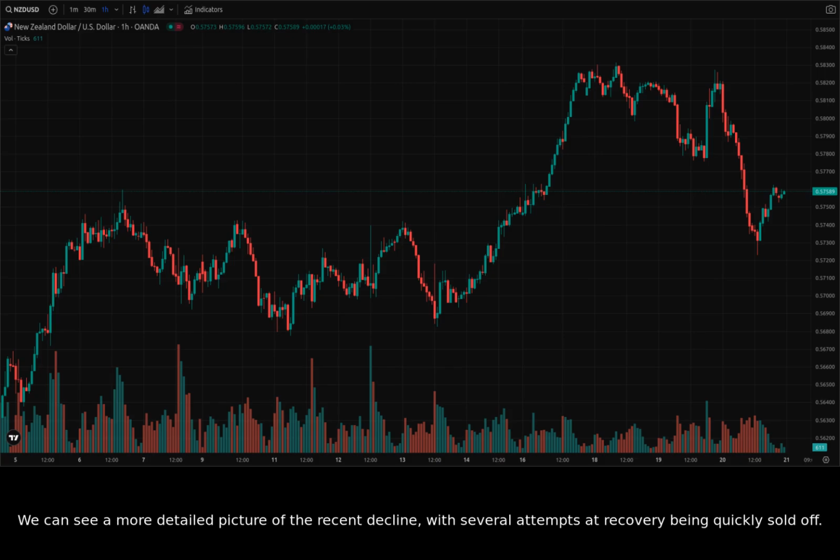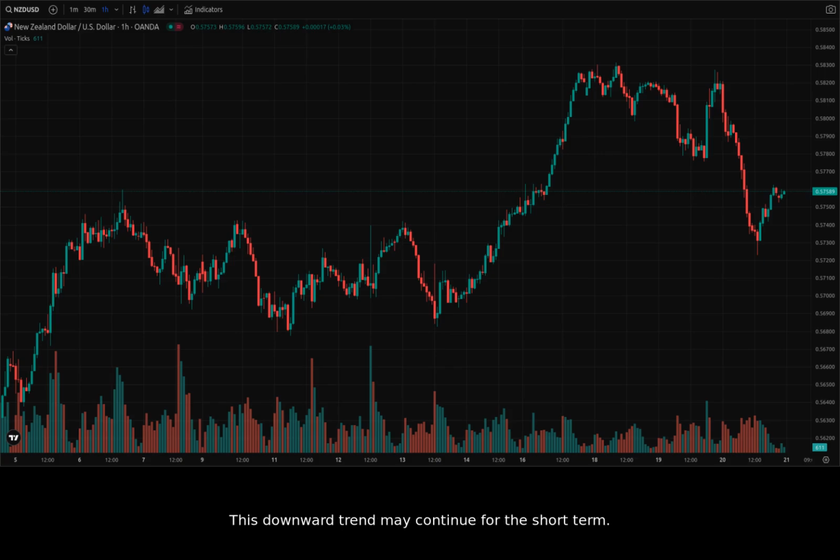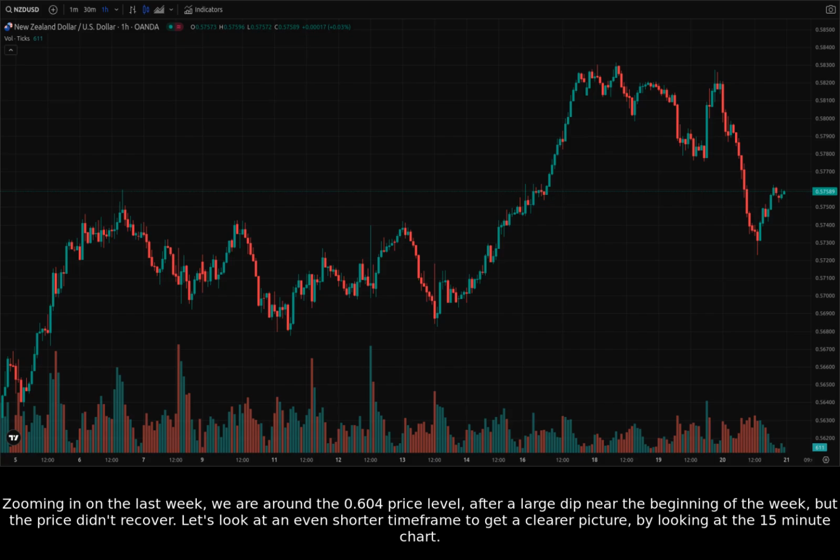We can see a more detailed picture of the recent decline, with several attempts at recovery being quickly sold off. This downward trend may continue for the short term. Zooming in on the last week, we are around the 0.604 price level after a large dip near the beginning of the week, but the price didn't recover. Let's look at an even shorter time frame to get a clearer picture by looking at the 15-minute chart.